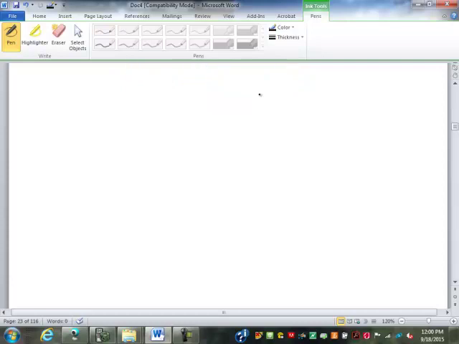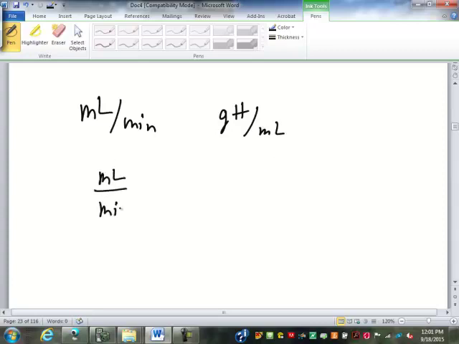I might have a flow rate given in milliliters per minute. And I want to change it into drops per minute. So I might have my drops per milliliter, whatever that number is. Well, milliliters per minute times drops per milliliter. You can see the milliliters cross cancel. I've got drops per minute.